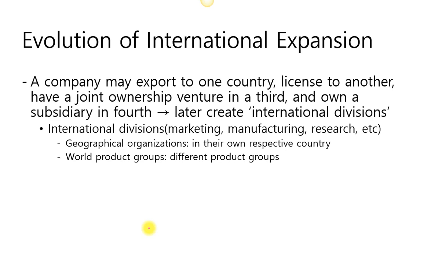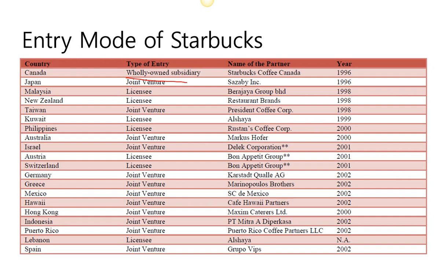Okay, so a company may export to one country. You could start with export and then license to another, have a joint venture in a third, and own a subsidiary in a fourth. So you looked at Starbucks, they use all different sorts of strategy. Later you create international divisions, so marketing, manufacturing, things like that. Yeah, that's it.